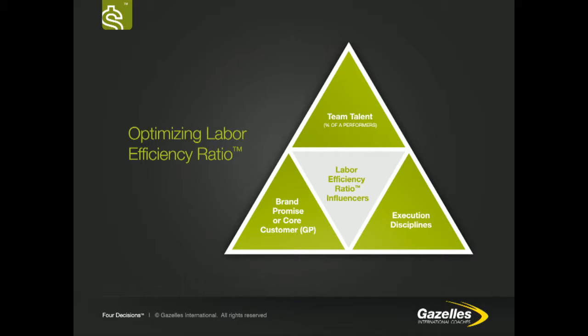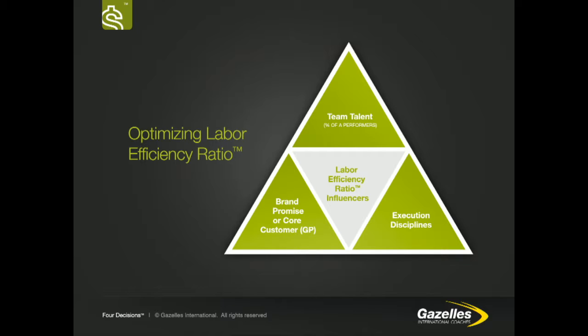Maybe it was something around execution. Maybe we had problems with our systems and processes. Maybe we didn't have clearly defined KPIs. People didn't know if they were having a good day or week at work. Maybe we didn't have the right dashboards in place. Nobody knew the score. Or number three up there, it says brand promise or core customer.